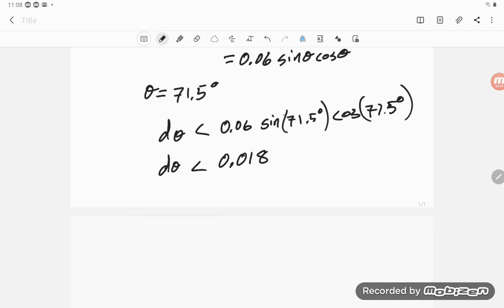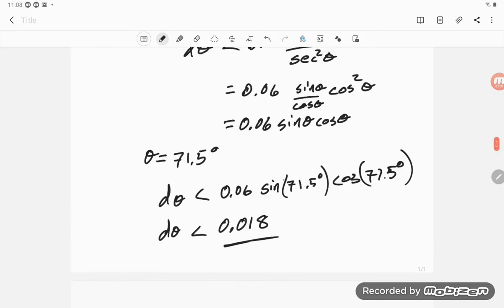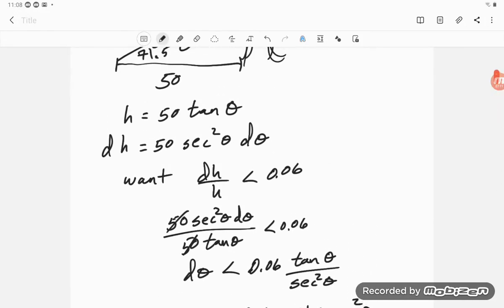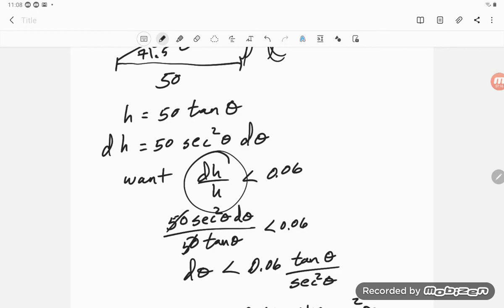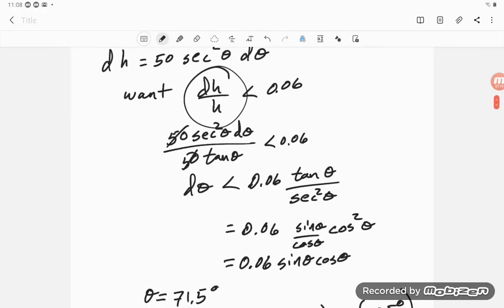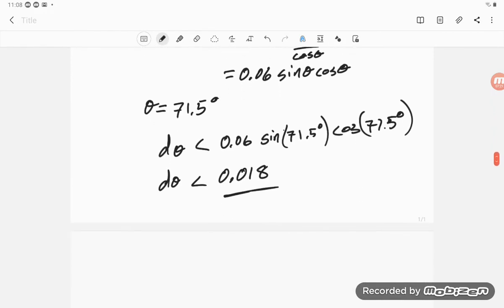Okay, so my angle measure needs to be pretty small, or angle measurement error needs to be pretty small at this point. But that's what they're looking for. So they mentioned relative error. So relative error would be my dH over H. So I end up with 0.018. And that is number 36.